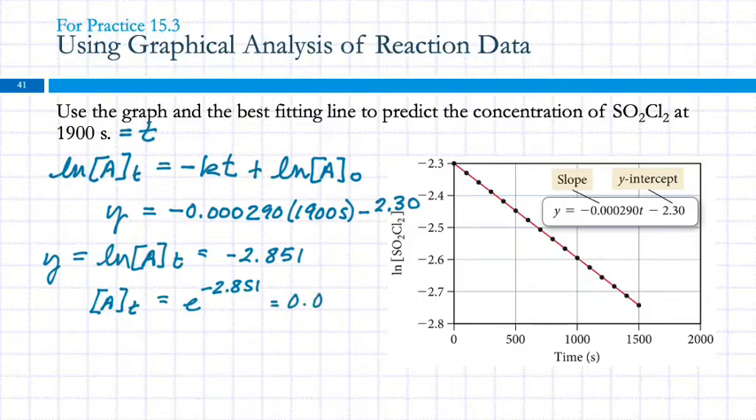Zero point 0.05778. Probably 2 sig figs, maybe 0.058. And the unit would be molarity because that's the unit for concentration. Any questions?